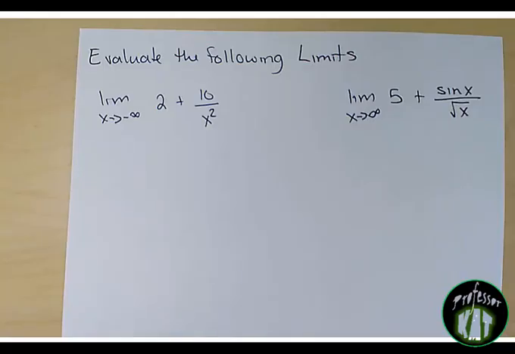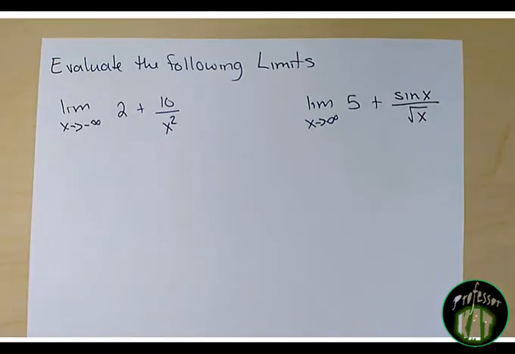So we're talking about limits at infinity, as x approaches infinity and as x approaches negative infinity. So we're going to look at those types of situations. What we're also going to find, as we're finding limits as x approaches infinity, is that those limits also tend to be the horizontal asymptote of the given function. So let's evaluate the following limits.